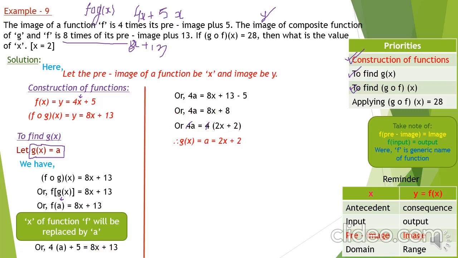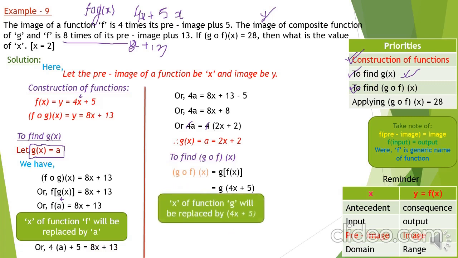We have found g(x) also right here, and now we are going to do the composition of f and g, that will be g of f. Now f is the function which takes the input first. So the input is x, so its output is 4x plus 5, isn't it? y is output. So x of function g will be replaced by 4x plus 5 because it is the input. Input replaces the input variable. So 2 bracket 4x plus 5, which is 8x plus 10, plus 2. On calculation it is 8x plus 12.